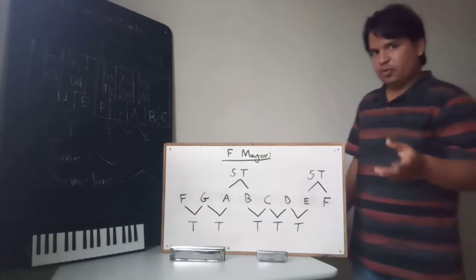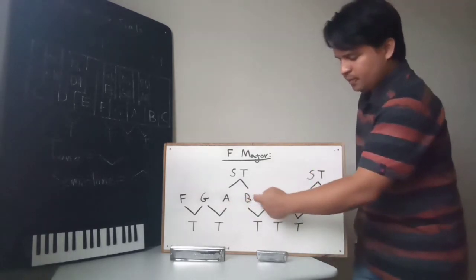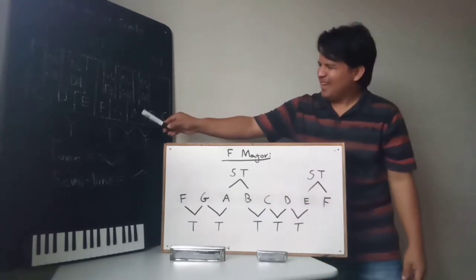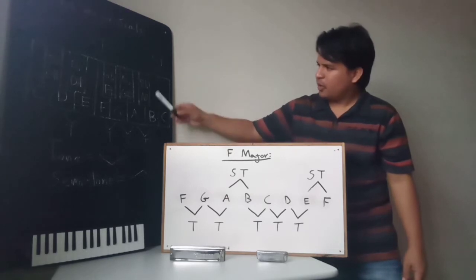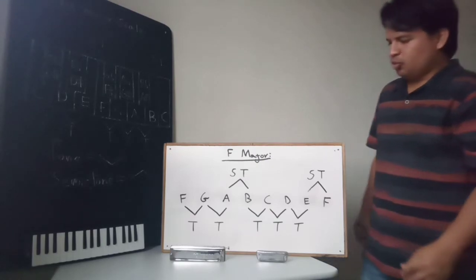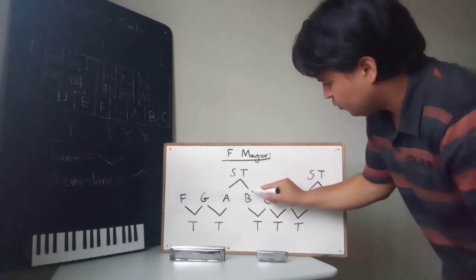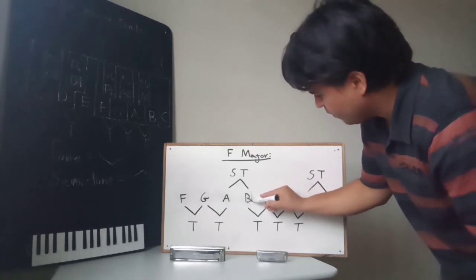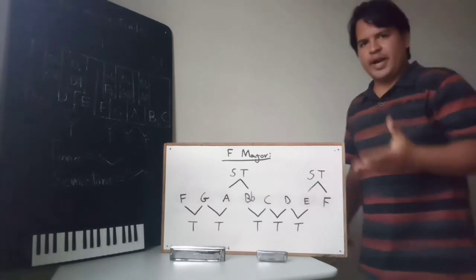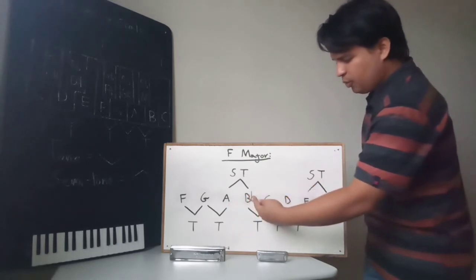Now from the third to the fourth degree, is this correct? A to B? No, because check it out, between A and B there is a black key. To be a semitone, this B has to be B flat. Now it is correct. We do have a semitone between A and B flat.